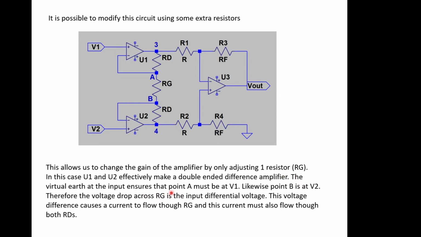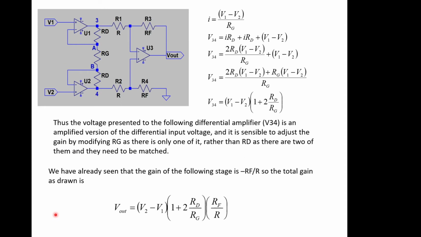The virtual earth at the input ensures that point A must be at V1. So this is a virtual earth here, so whatever the voltage is here must be the same as the voltage here if the op-amp is operating in its linear range, which means that point A is at input voltage V1. Likewise, point B is at input voltage V2. Therefore, the voltage drop across RG is the input differential voltage, so this is V1 minus V2 across here. This voltage difference causes a current to flow through RG, and this current must also flow through both RDs, and that allows us to then get some input into the difference amplifier.